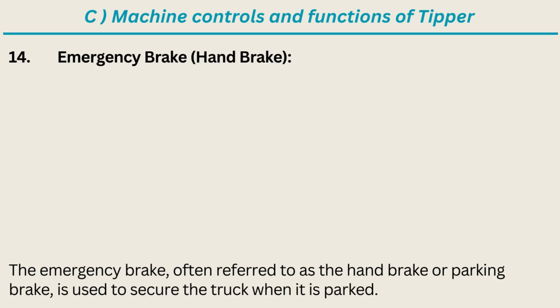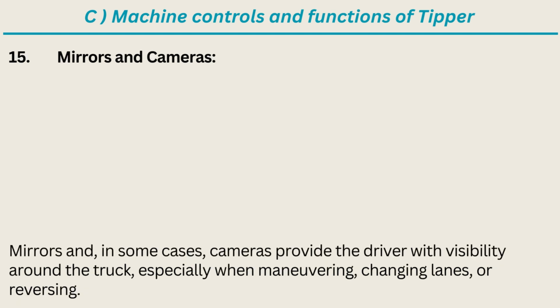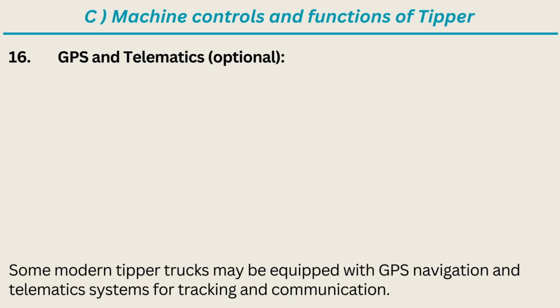14. Emergency brake, hand brake. The emergency brake, often referred to as the hand brake or parking brake, is used to secure the truck when it is parked. 15. Mirrors and cameras. Mirrors and, in some cases, cameras provide the driver with visibility around the truck, especially when maneuvering, changing lanes, or reversing. 16. GPS and telematics, optional.